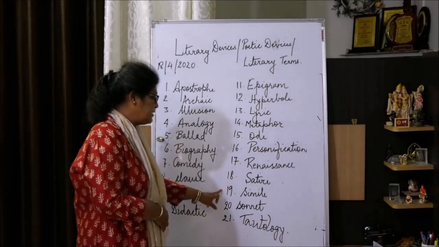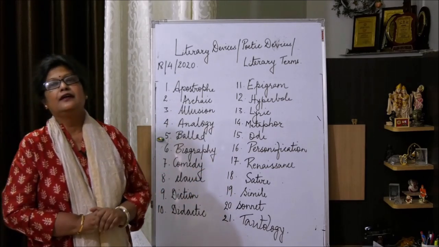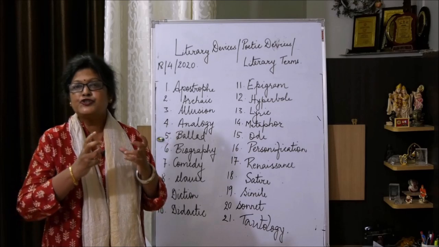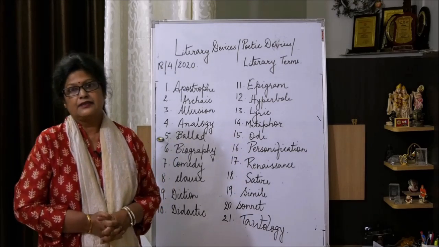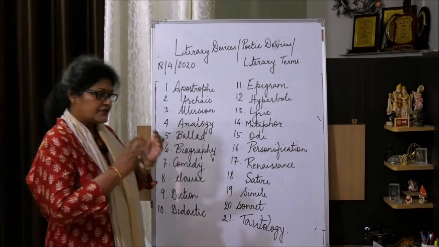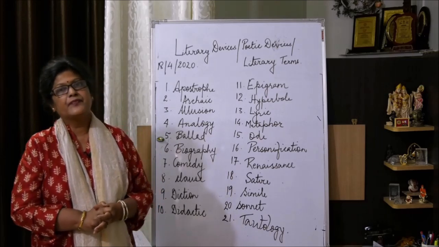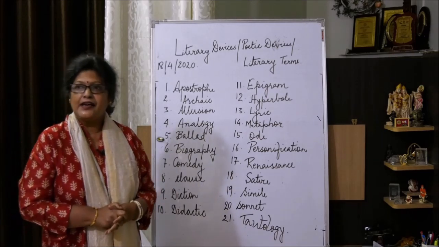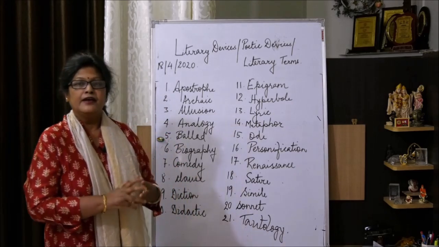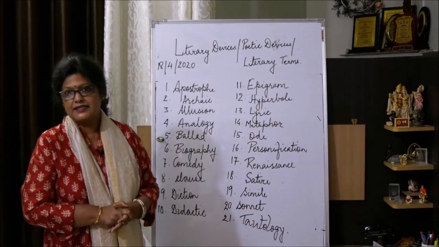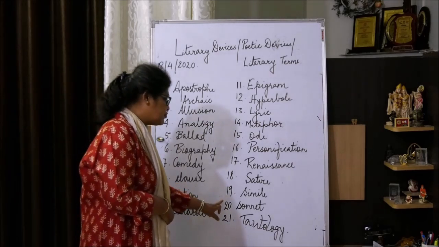Now we come to simile. Simile is when we take two different things and we compare them, and it is surrounded by the words like or as. For example, as shiny as a star, as bright as a star, he runs as fast as a deer. These are similes. Then we come to sonnet.